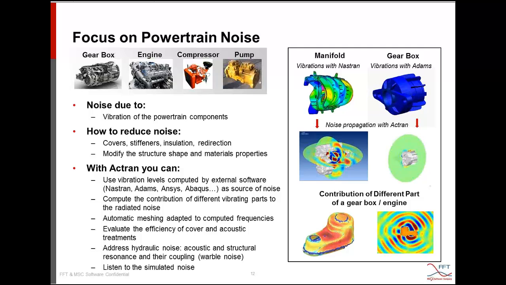Since the last release, Actran 15, an automatic meshing can be performed for any radiating component. It is really easy now to perform acoustic radiation, but it is also really efficient because several meshes are automatically generated for different frequency ranges.